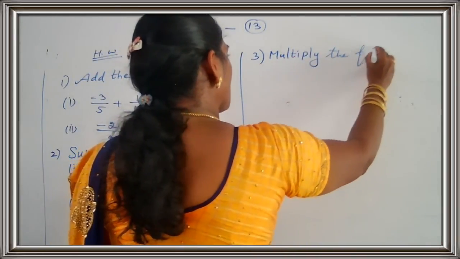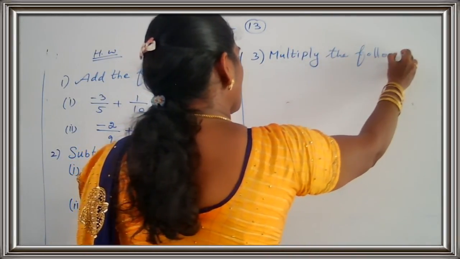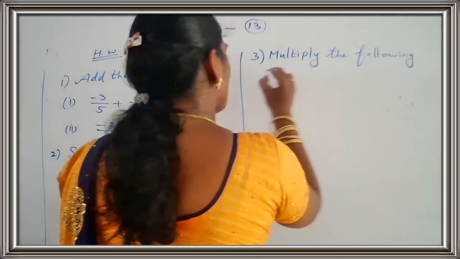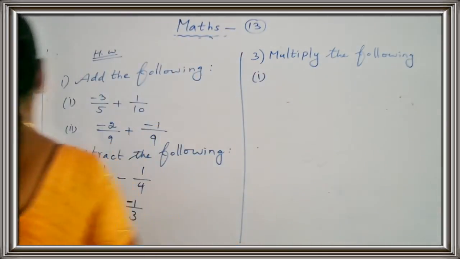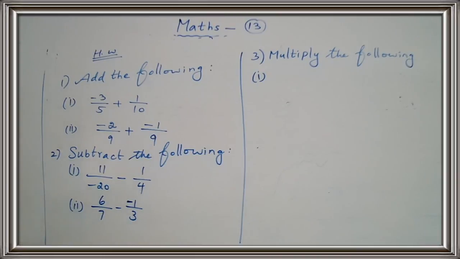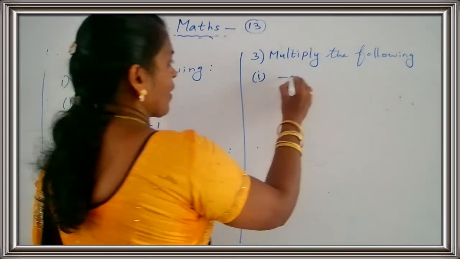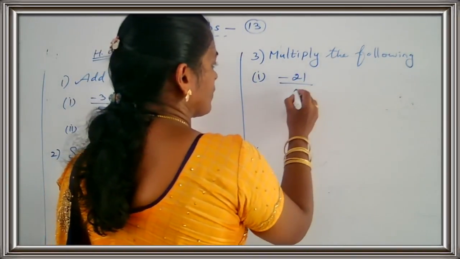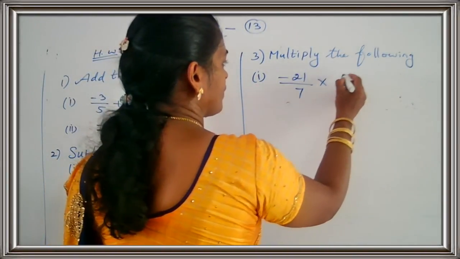Okay, children, listen carefully. Your homeworks are: first question, add the following. Two questions on rational numbers are given. So you add. You see here, the denominators are different. So you choose any one method, cross multiplication or LCM method.